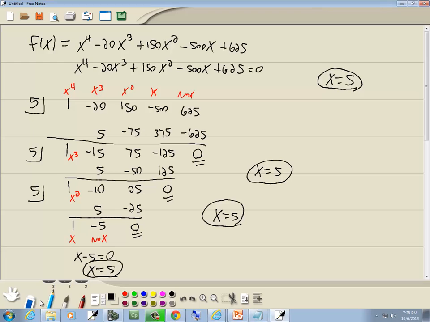Now our degree, our largest power of x, was 4. That tells us we're going to have 4 answers. And we have 4 numbers circled. They're all the same, but the fundamental theorem of algebra doesn't say they're not going to repeat. It just says you're going to have 4 answers.